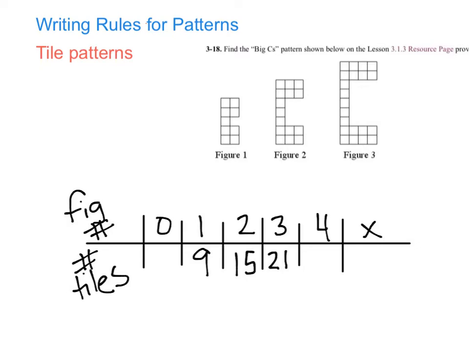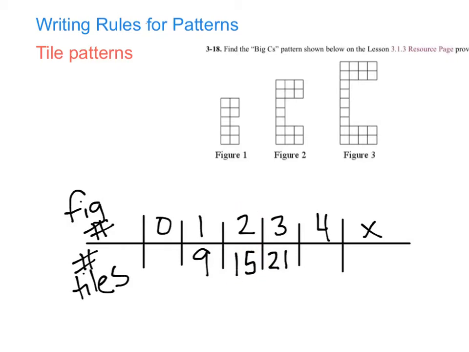So now that we've taken a look at the pattern and we've noticed that 6 tiles get added each time, it is very helpful to make a table between the figure numbers and the tiles, because that allows us to look for patterns across the table and then up and down in the table to see how we could write a rule for what you do with the figure number to get the number of tiles. And so that is how you want to attack these rules. You want to ask yourself, what can I do with the figure number to get the number of tiles?